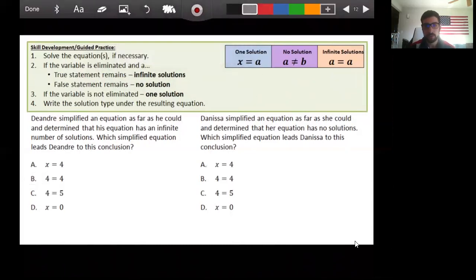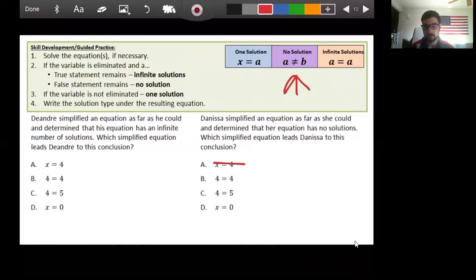All right, so the one on the right. Danissa simplified an equation as far as she could and determined that her equation has no solutions. Which simplified equation leads Danissa to this conclusion? So we're looking for no solution, which means a number is not equal to the other number. So I'm looking for numbers that are different. So A, x equals 4. I know it's one solution. That's saying x is equal to something. It's not A.